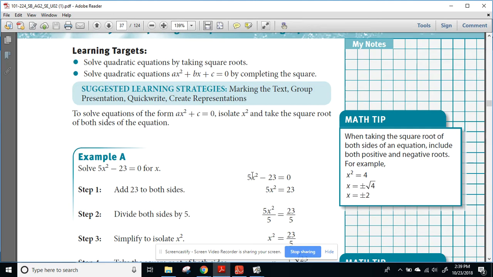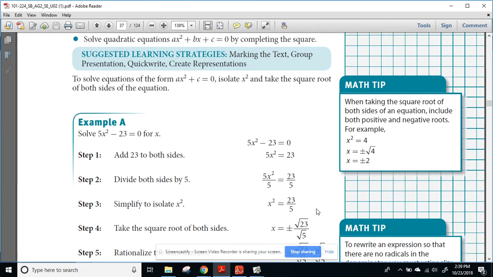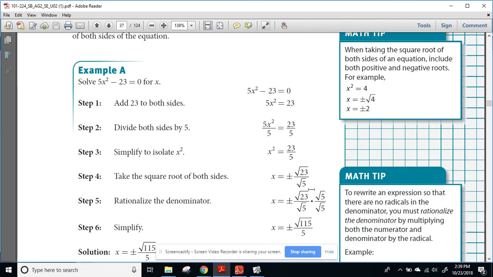Well, this is what they're going to do. They're going to say, okay, just get the squared term by itself. So we have to undo everything that's happening to it. They added 23 to both sides, divided both sides by 5, and now they have got to get the x squared term by itself. So how do we undo squaring something? We take the square root of both sides. So that's what they've done right here.